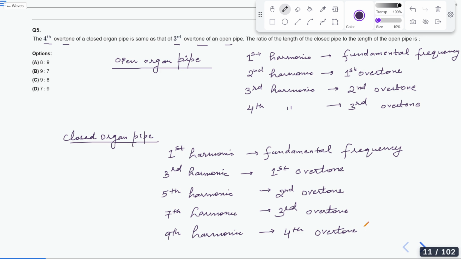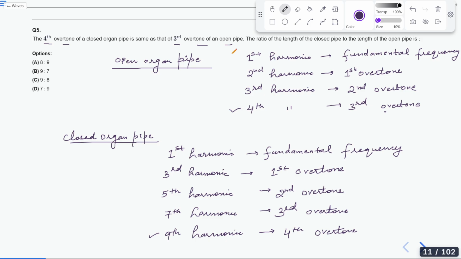Now in the question, what is given? It is given fourth overtone of closed organ pipe. Fourth overtone means ninth harmonic. Ninth harmonic of closed organ pipe is the same as the third overtone of open pipe. Third overtone means fourth harmonic of open organ pipe.